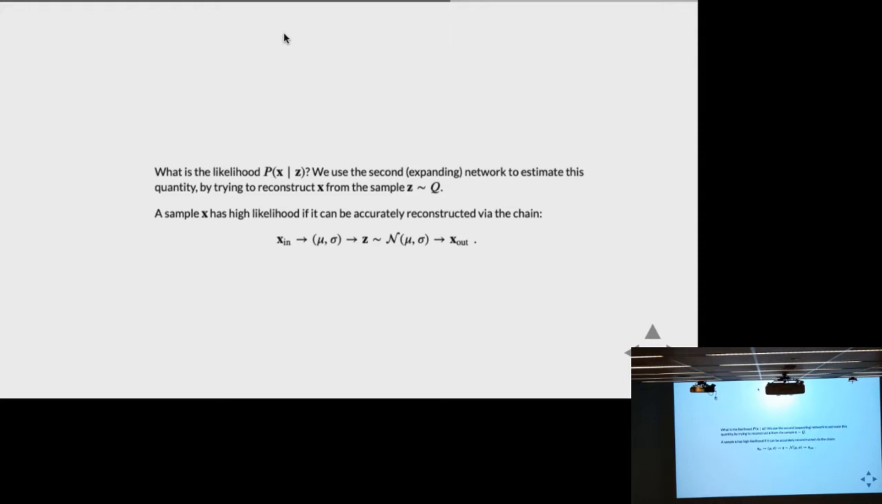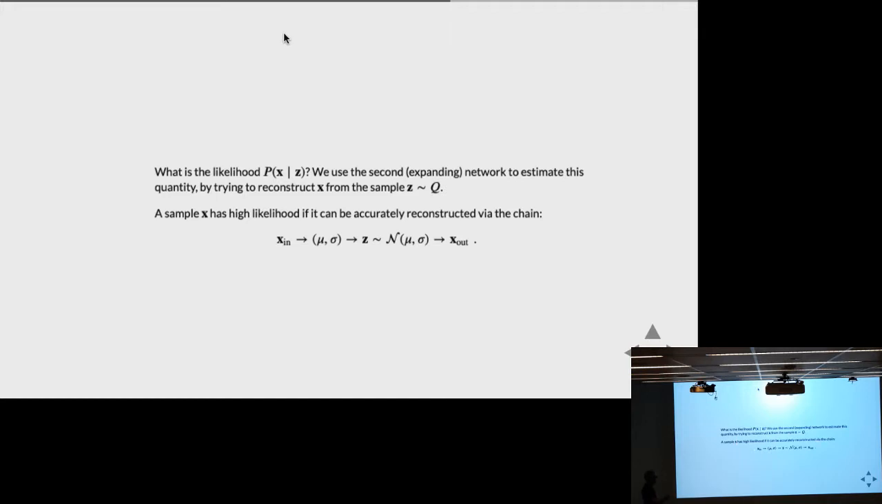So what's the likelihood? The first term, we need to estimate the likelihood of the data given the point in the latent space. So we use the second part of the network to go from the latent space back to the data space. And then a sample is going to have a high likelihood if it can be accurately reconstructed.